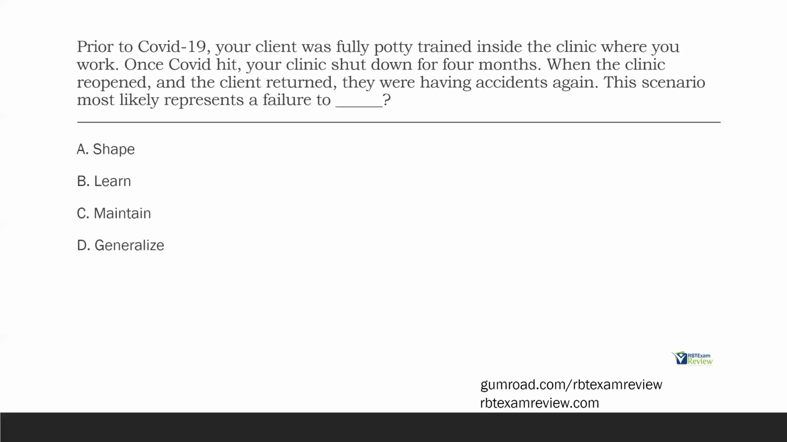Pretty common scenario last year, given COVID and quarantining, where a lot of our clients might have not received services for many months. So we taught them a bunch of skills. They were making progress, and then the pandemic hits, we quarantine, and a lot of that teaching is no longer happening. A lot of that reinforcement is no longer happening, right? So not uncommon. In this case, your client was potty trained, goes home for 4 months, comes back, now he's having accidents again. What did your client fail to do? This is a pretty easy question.